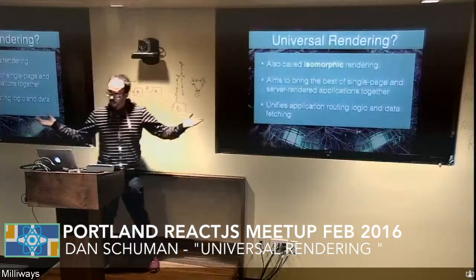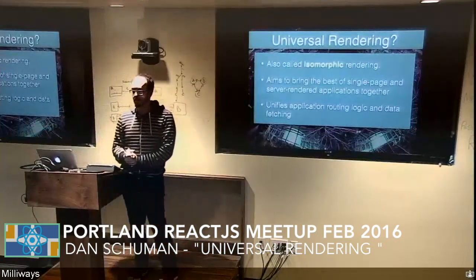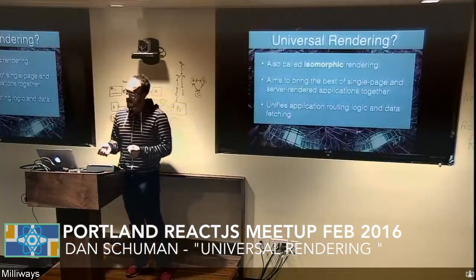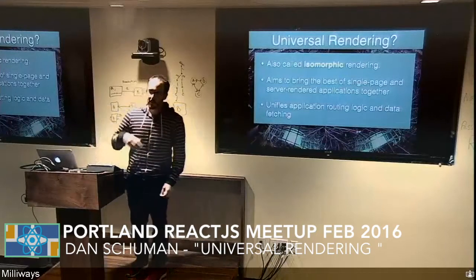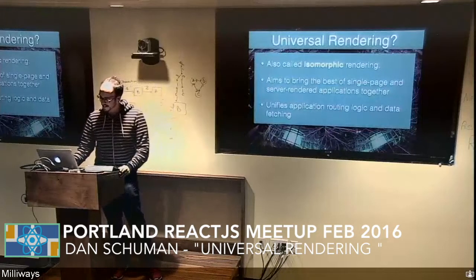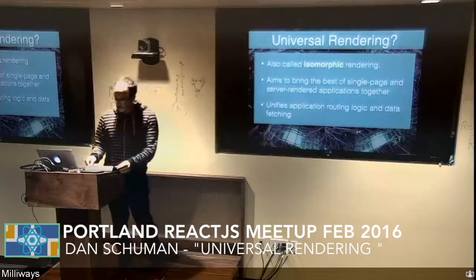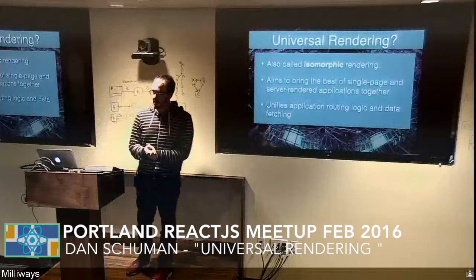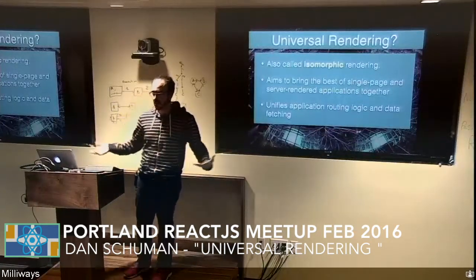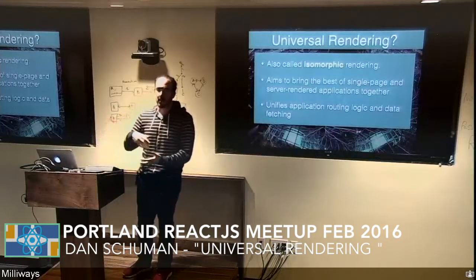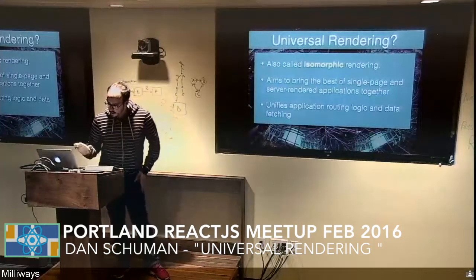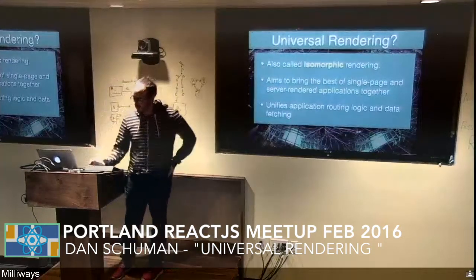So, what is universal rendering? It is also called isomorphic rendering. It's now fallen into favor being called universal rendering. So if you want to find old stuff, by old I mean like nine months old, just type in isomorphic and you'll get some stuff. It brings together the best of single-page apps and server-rendered apps. You get data rendered from the server, and you can still navigate like you would in a single-page app and have really fast transitions between routes. It also unifies routing logic, so it has a lot of other good side effects as well.